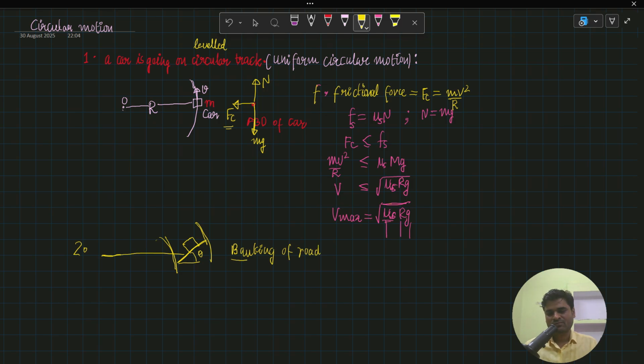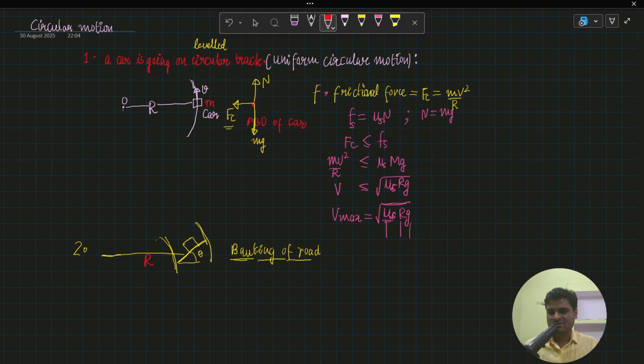What do we mean by banking? Banking of the road means that we just raise the outer side of the road a little bit, so that there is a slope on this track. We know that the radius of this circular track is still r, and the mass is m.